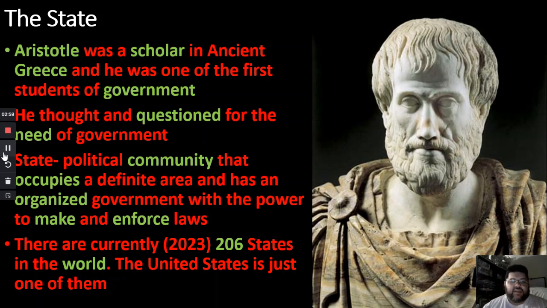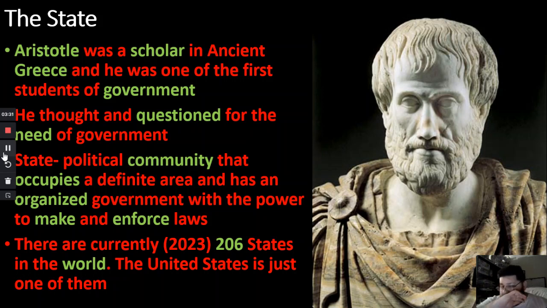Now, a state is a political community that occupies a defined area and has organized government with the power to make and enforce laws. That's the key point. It's one thing to make laws. Anyone could say, no this, no that. But it's another thing to make people actually follow those rules. As of 2023, we have 206 states in the world.